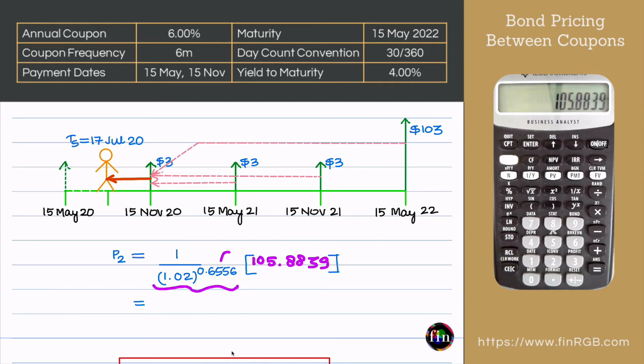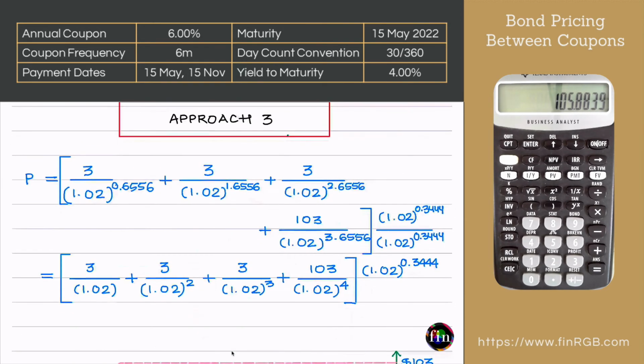also using an appropriate exponent. In this case, it will be 0.6556. You can check that again, you get the price to be 104.5182, the same price which we got from approach 1. Now, let's come to approach 3.